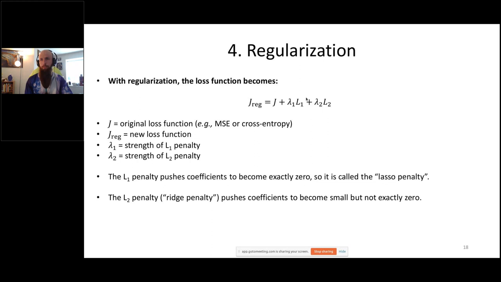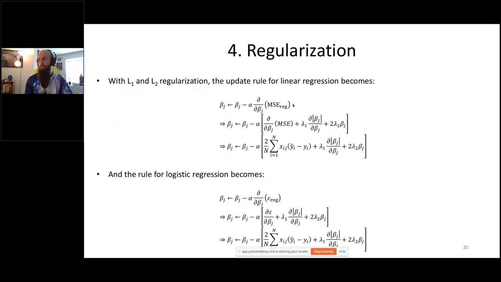of the loss function with respect to each coefficient value is now the derivative of J subscript reg with respect to the coefficient value, and not just the derivative of J with respect to the coefficient value. So you have to do some tweaking for the update rule, and this is what you end up getting. So this top set of equations here is for linear regression, and the bottom set of equations is for logistic regression. So you end up with a couple new terms in your update rule.